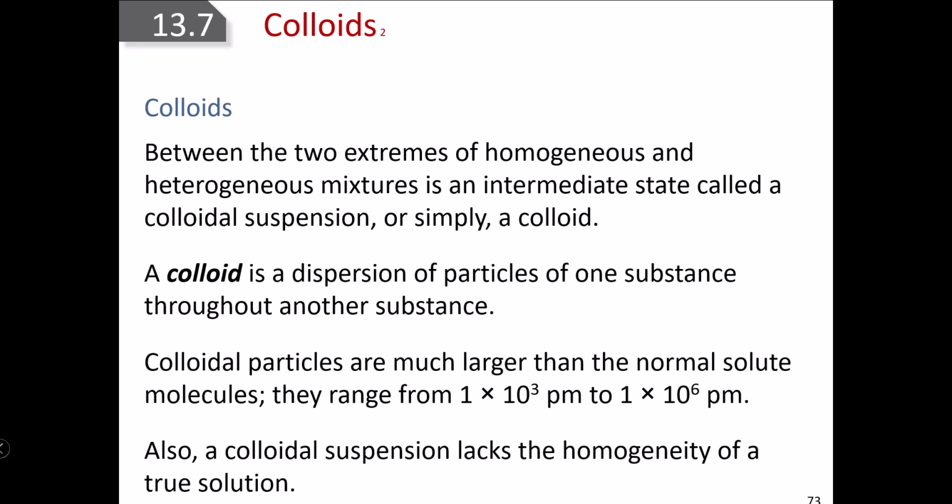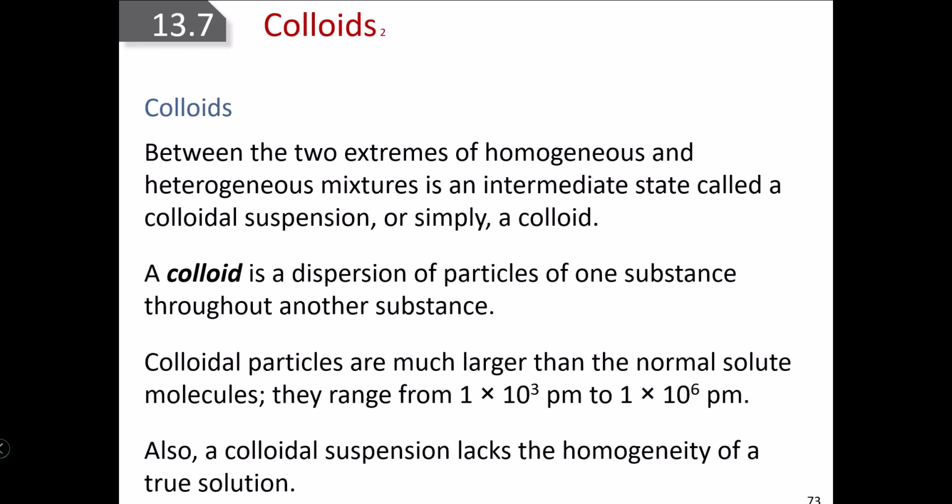All right, so between these two extremes, homogeneous and heterogeneous, there's an intermediate state called a colloid suspension, or simply colloid. So the colloid is a dispersion of particles throughout the solvent, but the particles are larger than normal solute molecules. So normal solute, this is what would happen. If I dissolve table salt in water, so I have sodium ions and chloride ions in the water, and I shine a light in it, it goes through and pops out the other side, but you don't see the beam traveling through the sodium chloride solution because the sodium ions and chloride ions are so small that they don't interact.